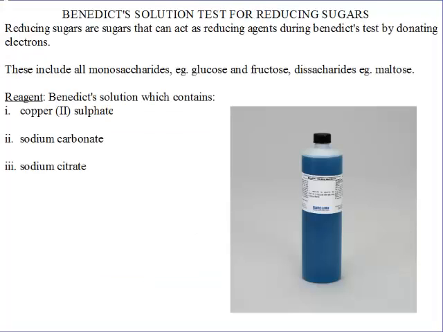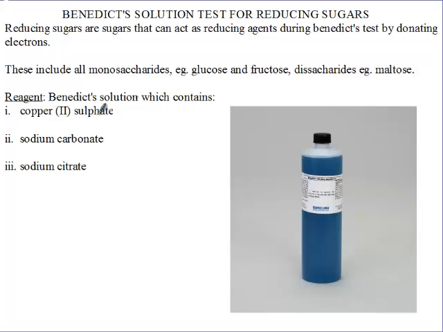Let's talk about the Benedict solution test for reducing sugars. Reducing sugars are sugars that can act as reducing agents during Benedict's test by donating electrons. Now, a reducing agent causes reduction. These include all monosaccharides, for example glucose and fructose. So all monosaccharides are reducing agents. For disaccharides, there are certain disaccharides that are reducing agents, and an example is maltose.